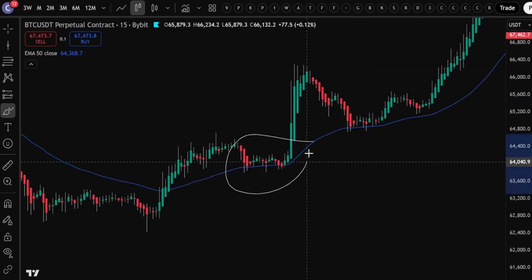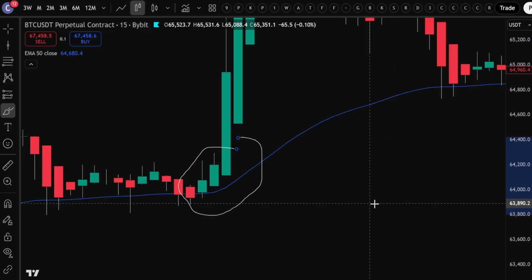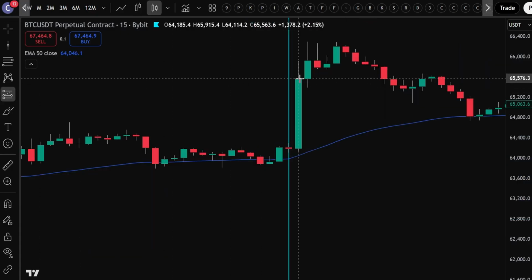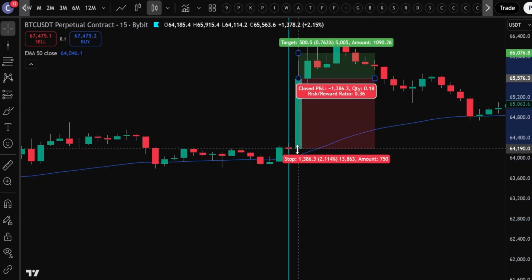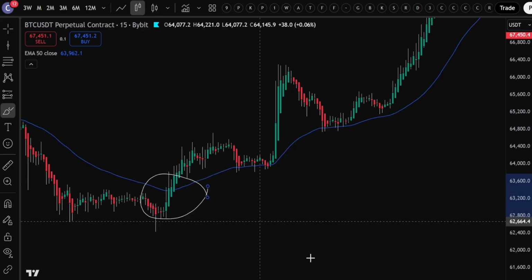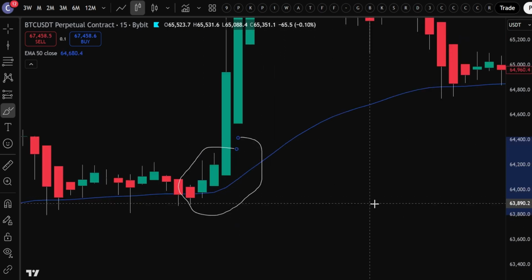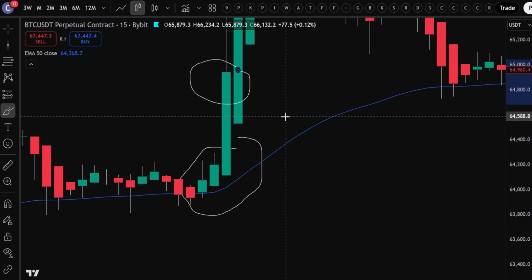The price should reject off the 50-period EMA line. As it rejects, you wait for the first no-wick candle to form. Once that candle closes, you enter on the opening of the next candle. For example, here you can see the price crosses through the 50-period EMA and rejects it. You wait for that first no-wick bullish candle to form, and then you enter long on the next candle.